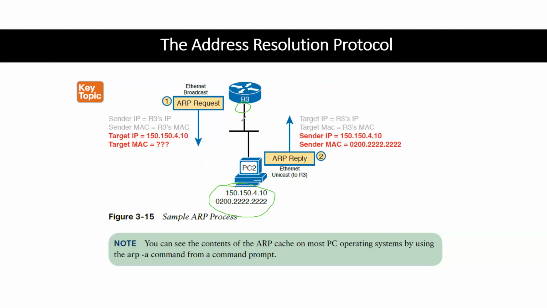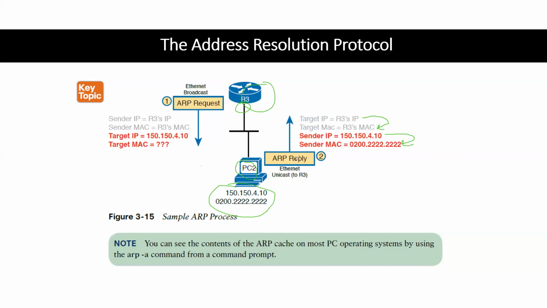And so that ARP table can either live on his PC, and of course there's an ARP table that can live on that router that says, hey, this IP address maps to this MAC address. And R3's IP address should map to R3's MAC address. That's all the ARP table does.